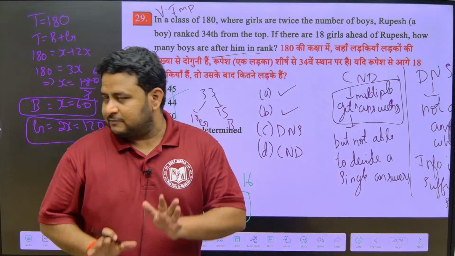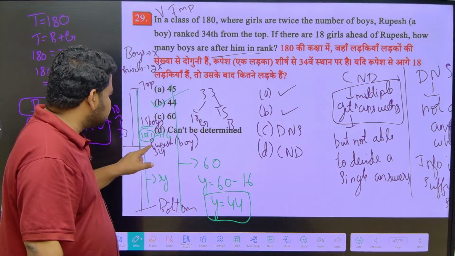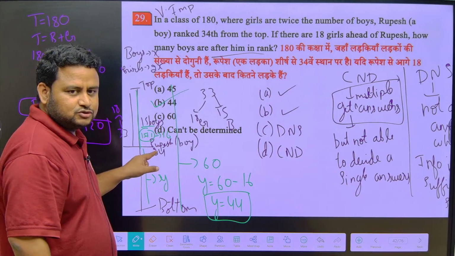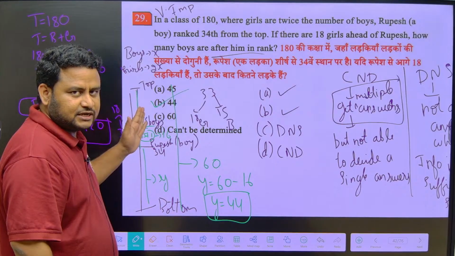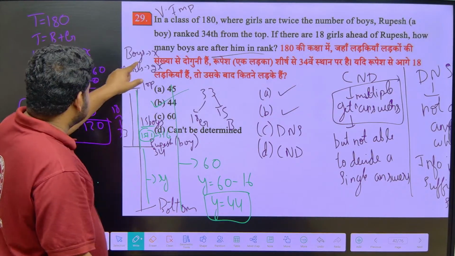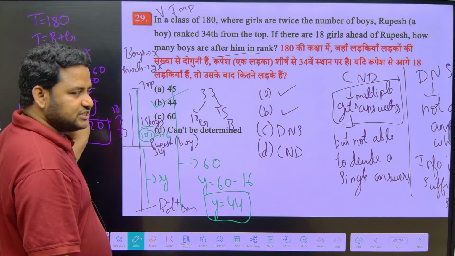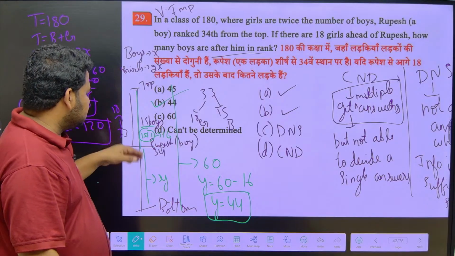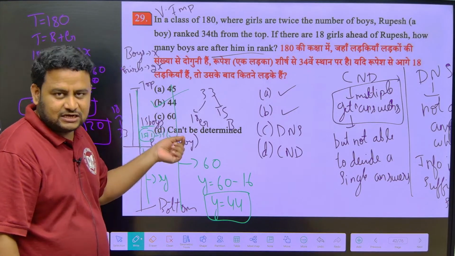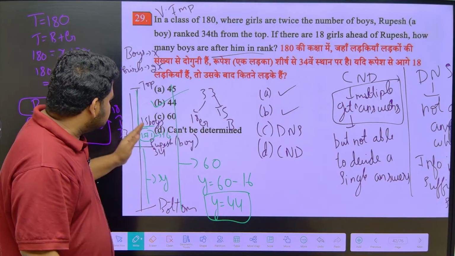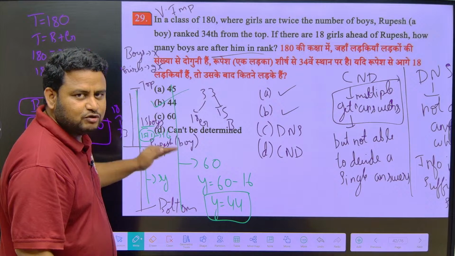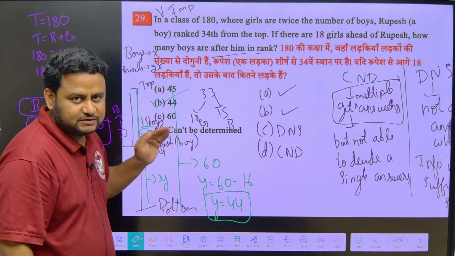Okay, I will explain again. Listen carefully. Rupesh is 34th from the top. So 34th from the top means before him how many persons are there? There are 33 persons. Using this total x and 2x, we found total boys is 60, total girls is 120. Out of these 33 persons, 18 are girls. If 18 are girls, the remaining 15 will be boys. So before Rupesh there are 15 boys, including Rupesh there are 15 plus 1, 16 boys.